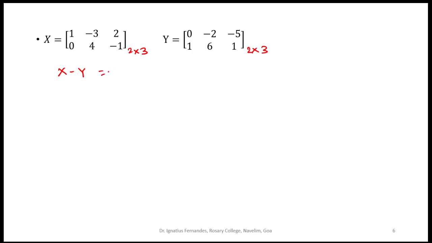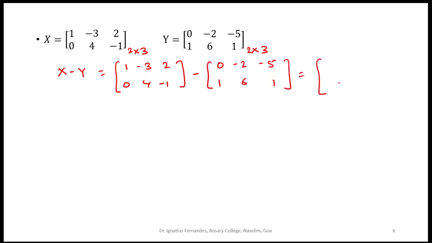So if I want to find out X minus Y, it is 1 minus 3 2, 0 4 minus 1 minus this matrix 0 minus 2 minus 5 1 6 1. So what I have to do? I have to subtract the respective position values. So 1 minus 0, then I have minus 3 minus minus 2, and 2 minus minus 5.